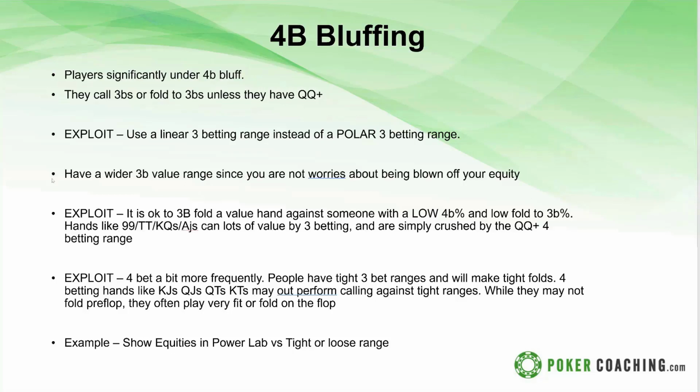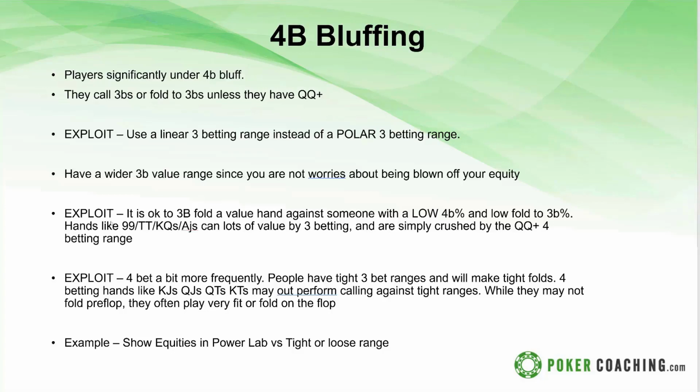4-bet bluffing. Players significantly under 4-bet bluff. They tend to call 3-bets or fold to the 3-bets unless they have queens or better. So as an exploit, use a linear 3-betting range instead of a polar 3-betting range when players don't 4-bet bluff enough. So having a wider 3-bet value range, since you are not worried about being blown off your equity.